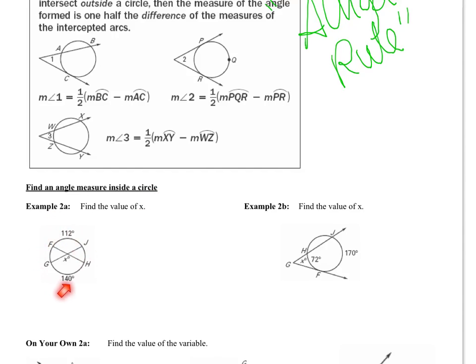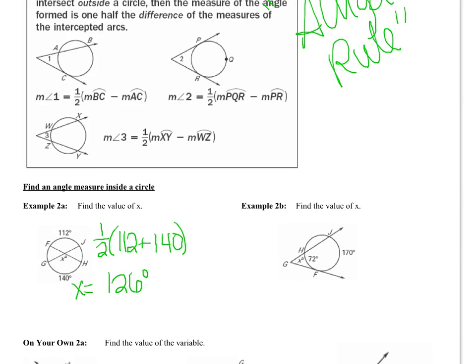So looking at this, well, that's our bow tie rule. So I know this angle is going to be half this plus this. So I'm going to do half of 112 plus 140. If you put that into your calculator, you'll find that x equals 126 degrees.